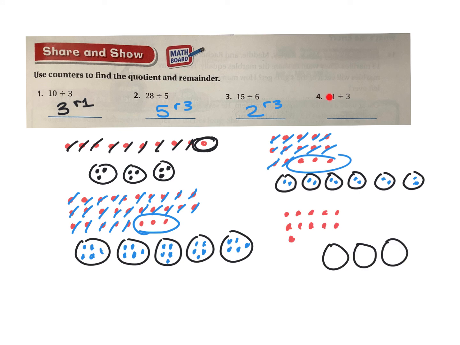Okay, this is 11 being split equally into 3 groups. So let's do it. 1, 2, 3, 4, 5, 6, 7, 8, 9, and oh, there's 2 left. And I can't get 2 split across 3 people, so I'll stop there. Everybody got 3, and then there were 2 left over that I did not try to split up.